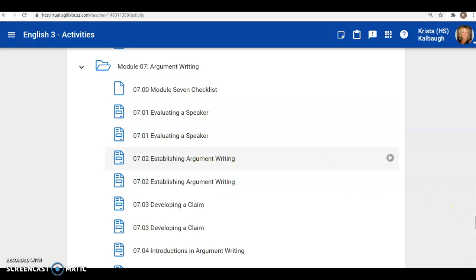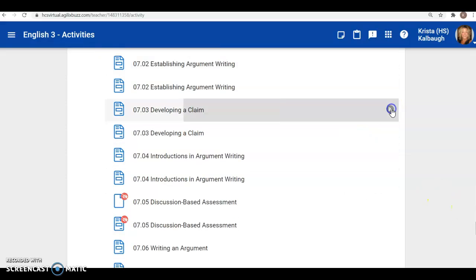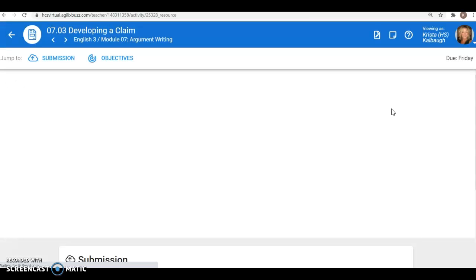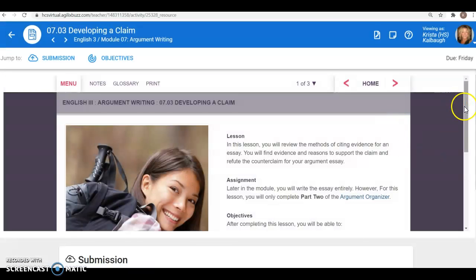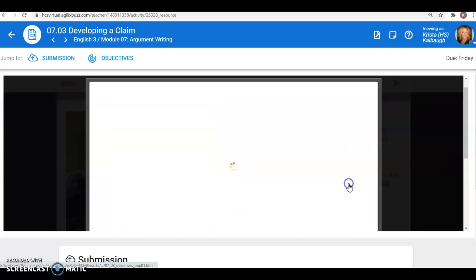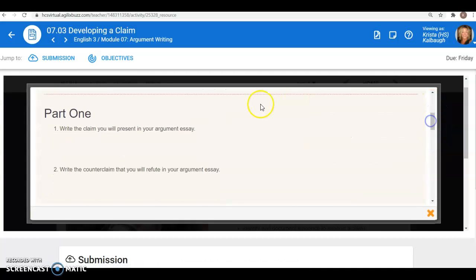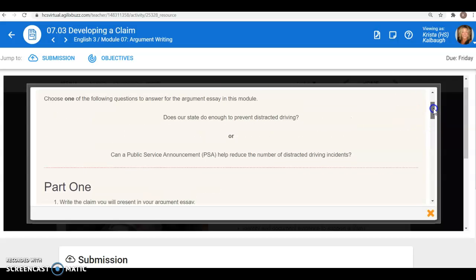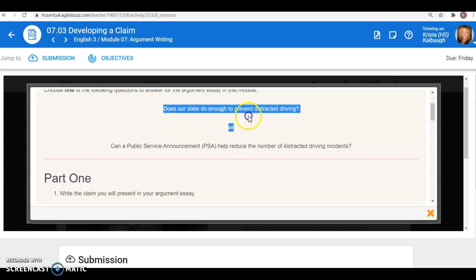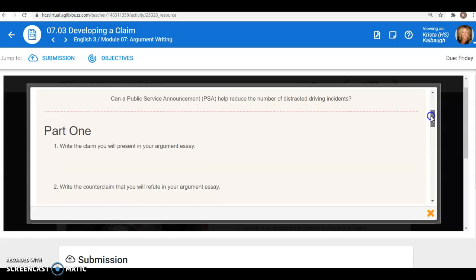Then when you got to 7.03, developing a claim, this is where you are doing research to support your claim. Okay, so you are just coming to part two of it. At this point, you should already have your claim. All right, and again, we're dealing with South Carolina, not Florida. So you're just selecting one of these only. Don't do both, do one and do it well.